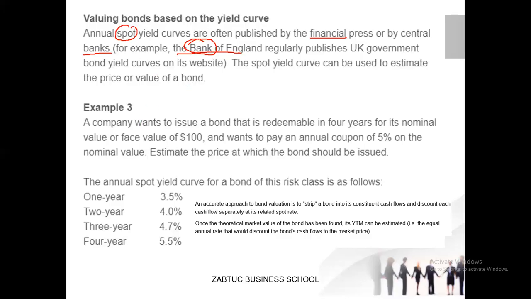What is the application of the spot yield curve? Why should we know about spot interest rates? A company wants to issue a bond that is redeemable in 4 years. Now look at this. You're a company, you want to issue a bond redeemable in 4 years for its nominal value of 100. It's a new bond. And it wants to pay an annual coupon of 5% on the nominal value. Estimate the price at which the bond should be issued.